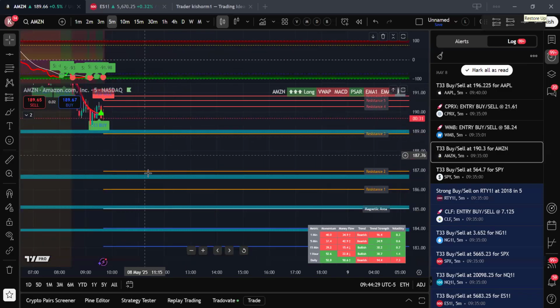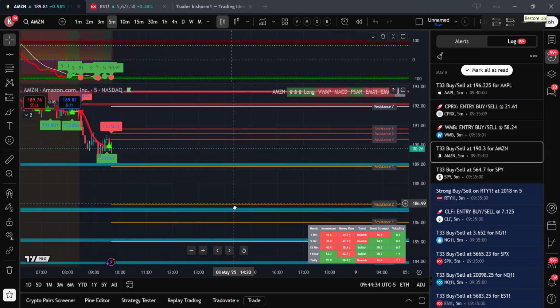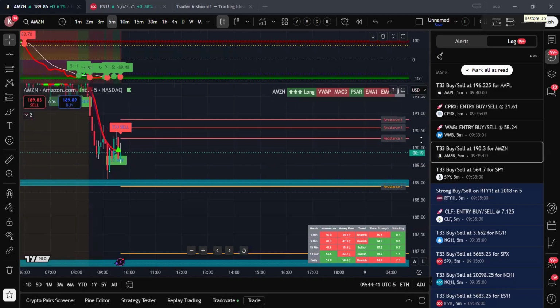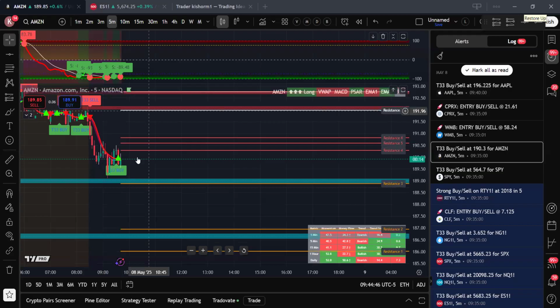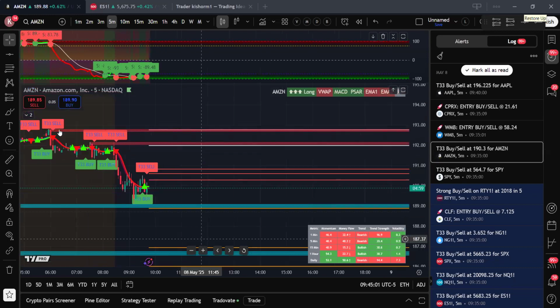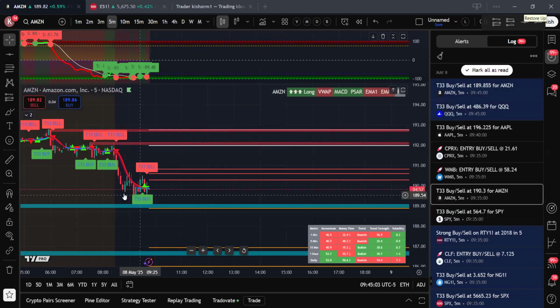Amazon is above the magnetic area, three levels up above the magnetic area, but most probably it may start moving up now. Let us just wait for one more candle. And then we can buy calls or we can buy stocks on Amazon. Right, it went all the way to the top, doing a small pullback, again trying to go up.